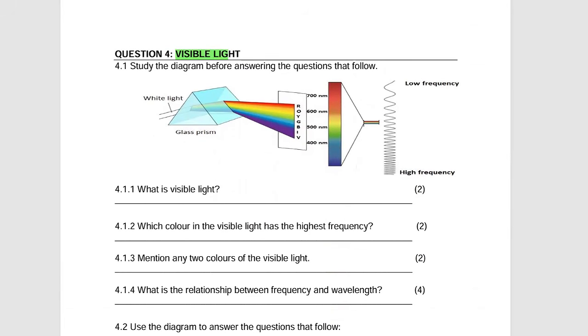Then moving on to question number 4. Question number 4 is visible light, right? So study the diagram below and answer the questions that follow. So now we've got our white light there, then this is the glass prism, then here we're having our frequency, which is low frequency, then here at the bottom there, we have got a high frequency, right? So there we can see there is a bit of squeezing, and then here we've got what we refer to as a longer wavelength, right?